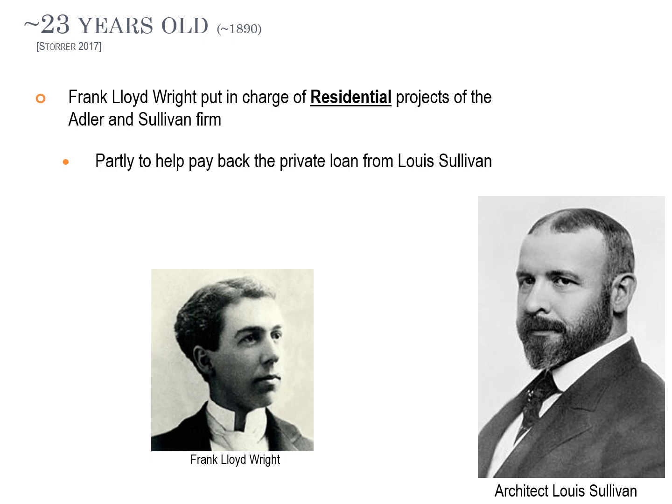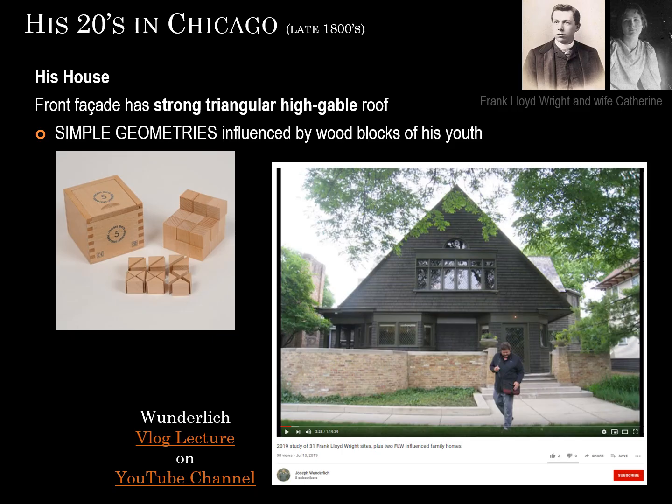And so Frank Lloyd Wright is now in charge of residential projects, and partly to pay back the personal loan. So we're going to focus a little bit now on some of the simple geometries you can see in Frank Lloyd Wright's work. This is his home that he borrowed money from Louis Sullivan to build, a personal loan. And you can see the Froebel blocks on the left here that we saw in an earlier lecture.